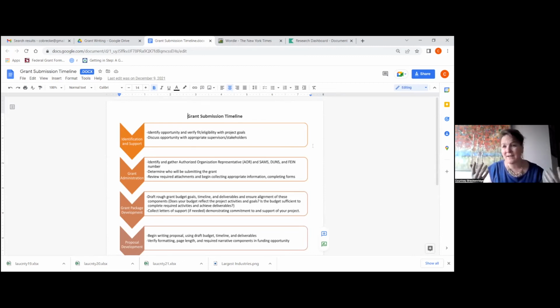Does what you're looking at fit? Is it eligible? Is your boss okay with you submitting it? You should probably ask or tell your dean if you're a faculty member, whatever that may be. Figuring out who your AOR is and SAMs, DUNS, FEIN. Some of these things take weeks to get.